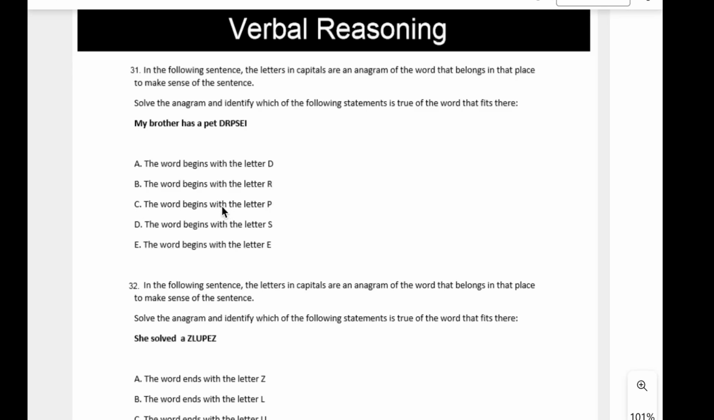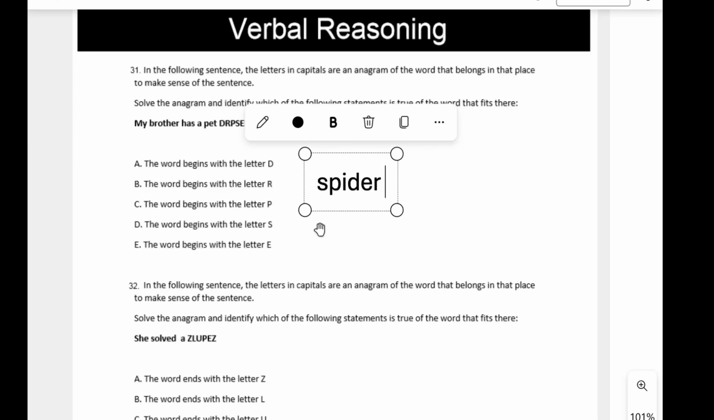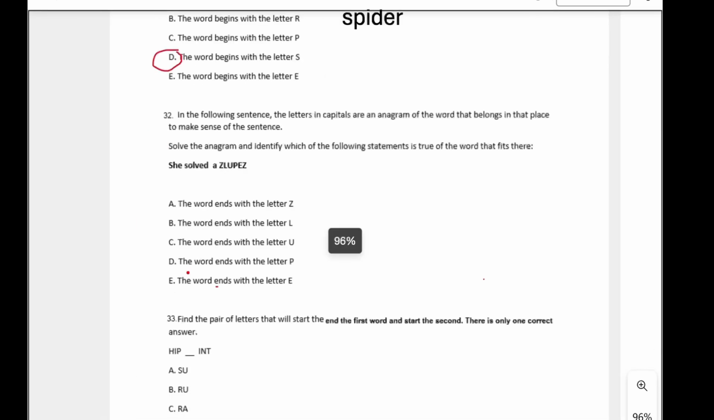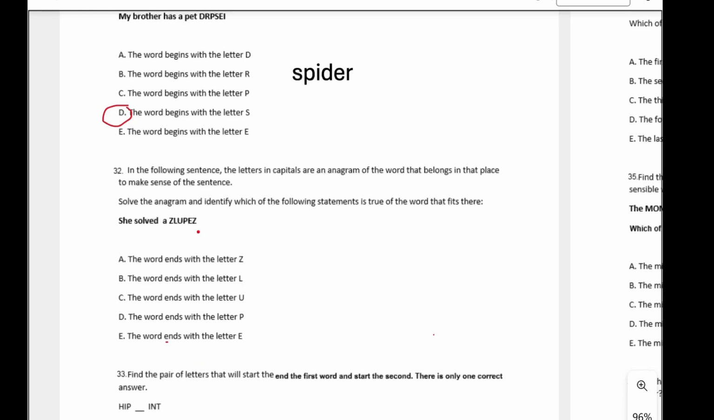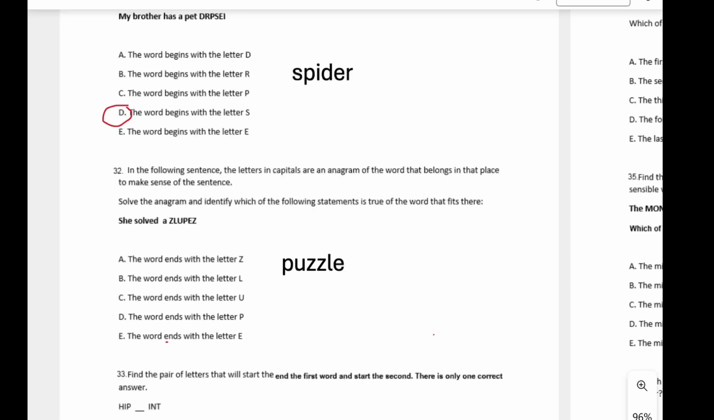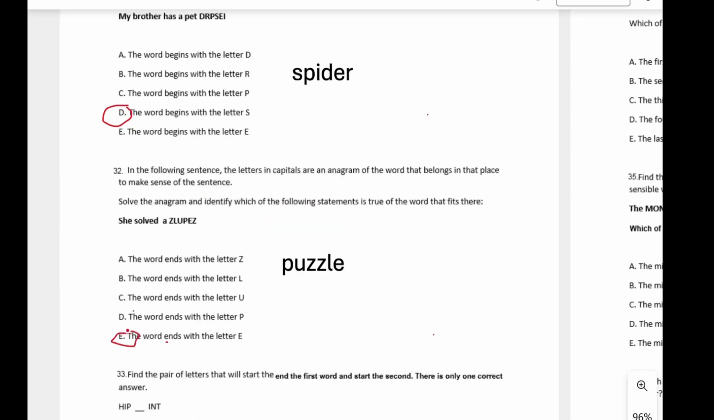So this will be the verbal reasoning section of St. Olave's, and for this we'll be looking at anagrams. Now I find that it very much helps to write everything down. So for question number 1, we can see here that the anagram, my brother has a pet, the word is spider. Now, what word does spider begin with? It begins with S, therefore the answer is D. For question 32, she solved A, the word is puzzle. And it's asking, what does it end with this time? So it ends with the letter E, therefore the right answer is E.